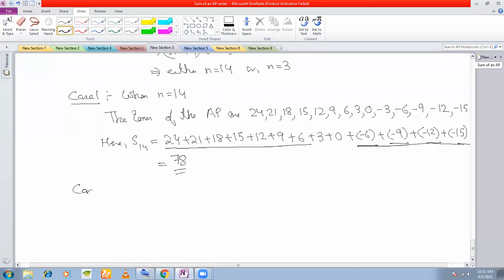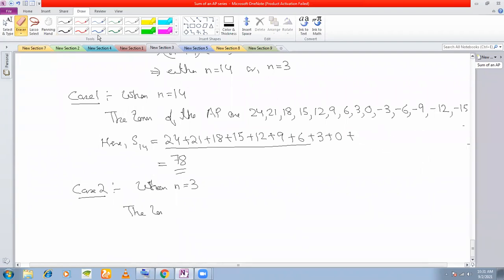Now in case 2, if you take only 3 terms. Excuse me, sir. Tell me. The minus 3 is not there. Okay, minus 3. Then I have this minus 15 is extra. Minus 3, minus 6, minus 9, and minus 12. That's it. These are 14 terms.